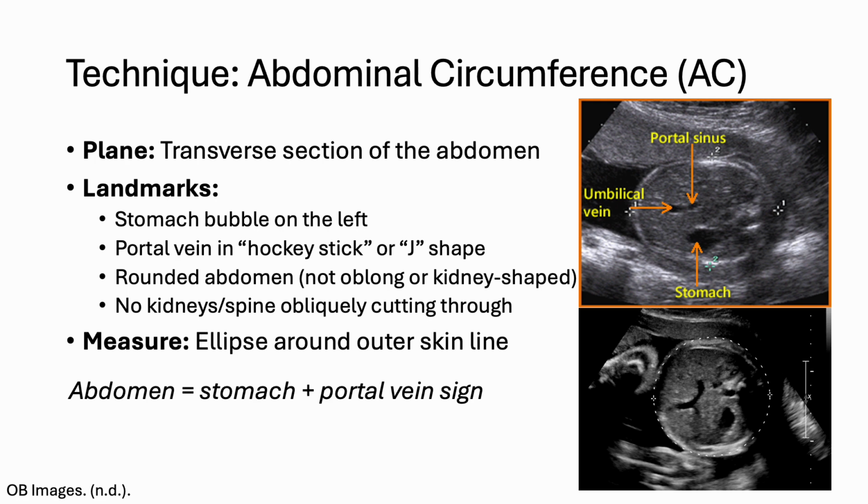You want to measure the ellipse around the outer skin line. You need to measure the skin because the baby could have more adipose tissue, and so you want to make sure you get that whole skin line. And so with the abdomen, remember stomach and the portal vein sign.